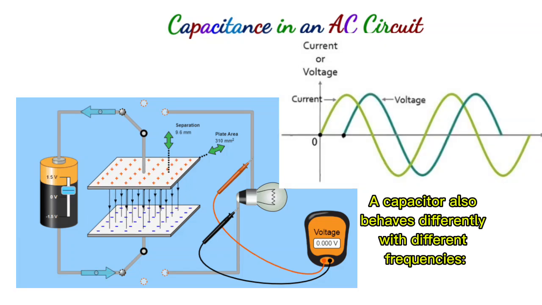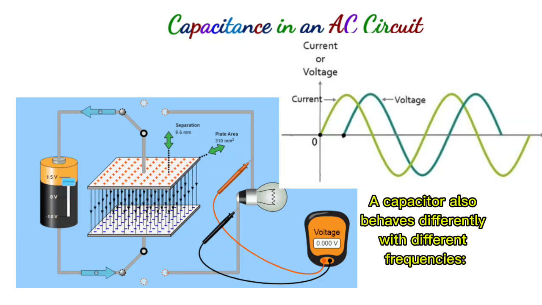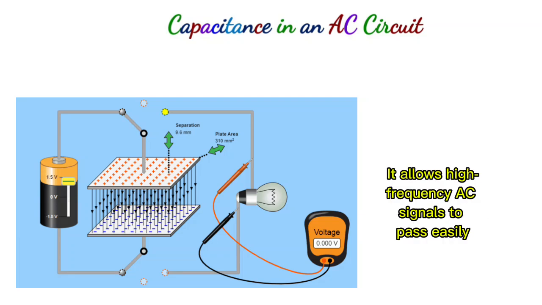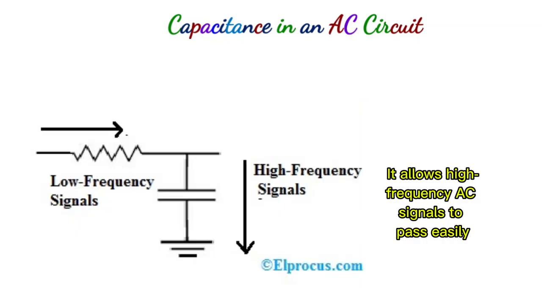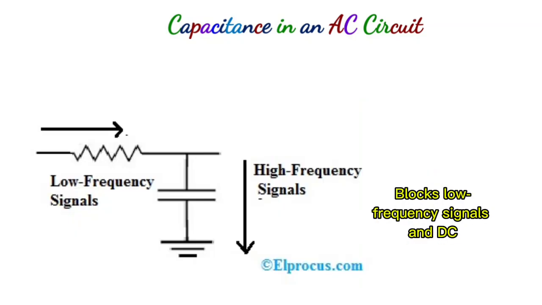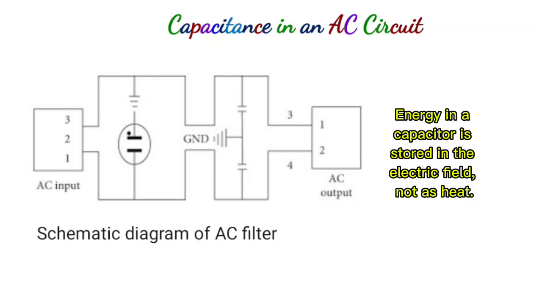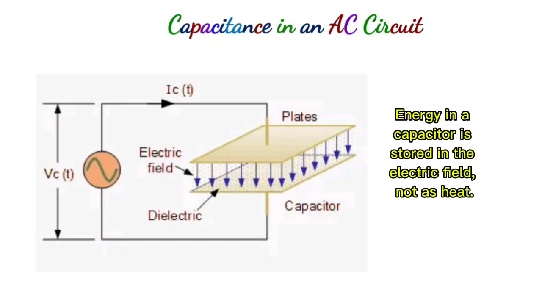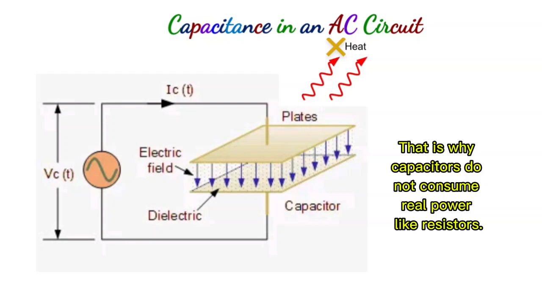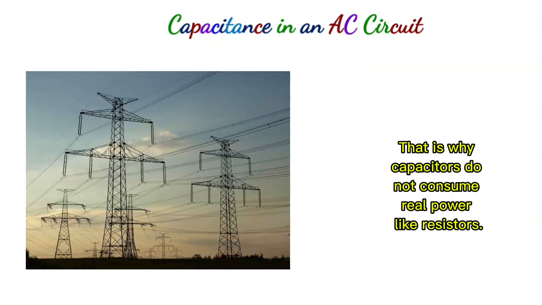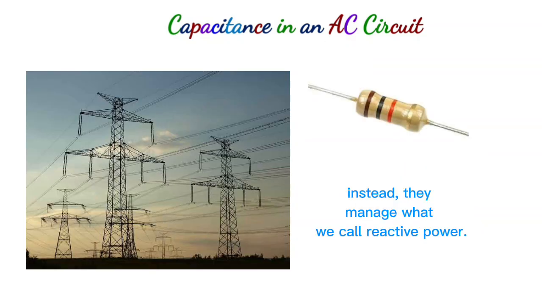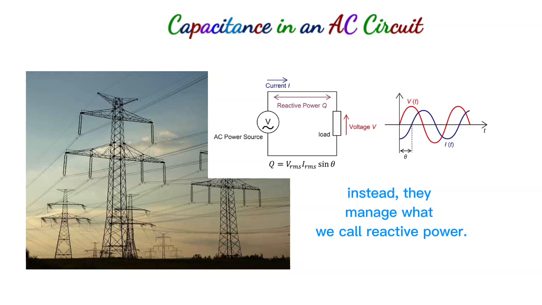A capacitor also behaves differently with different frequency. It allows high frequency AC signals to pass easily, but blocks low frequency signals and DC. So capacitors are very useful in filtering circuits. Energy in a capacitor is stored in the electric field, not as heat. That is why capacitors do not consume real power like resistors. Instead, they manage what we call reactive power.